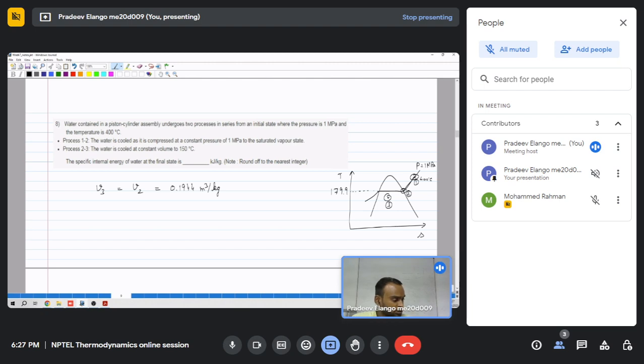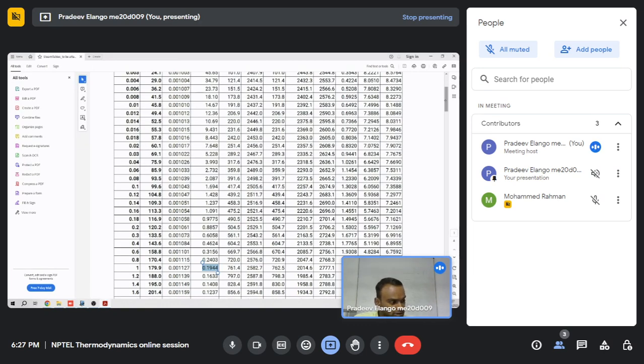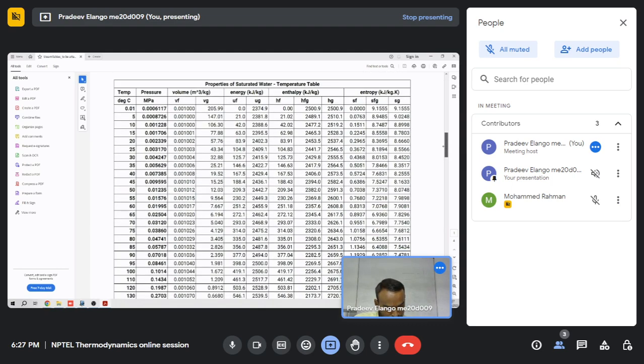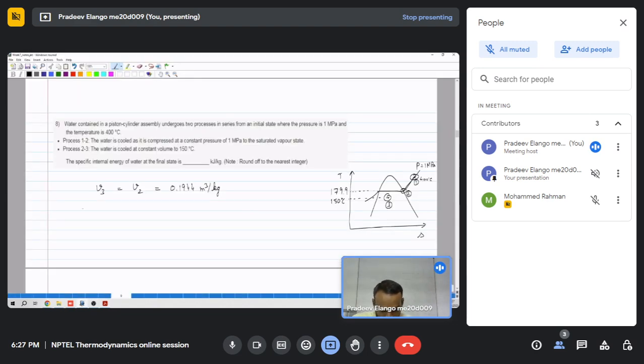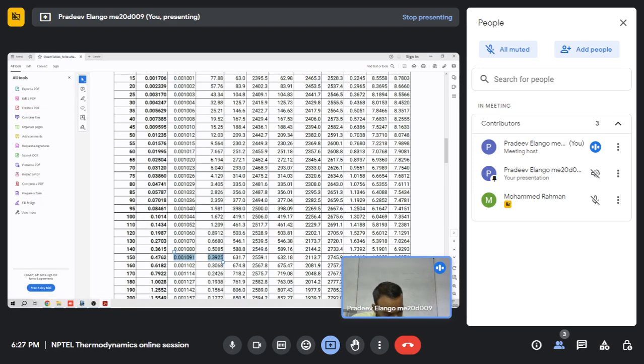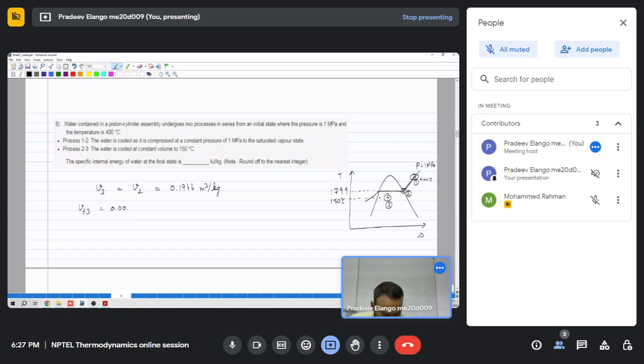Now we know the third state is somewhere inside the vapor dome at 150 degrees Celsius. So then we can look into the table for 150 degrees Celsius in the temperature table, and we get the specific volume like this. Vf3 is 0.001091, and Vg3 is 0.3925.